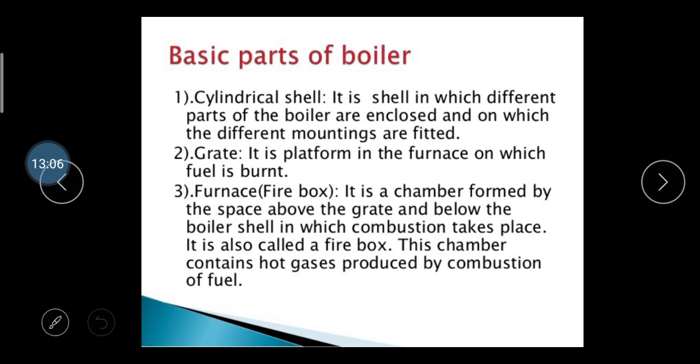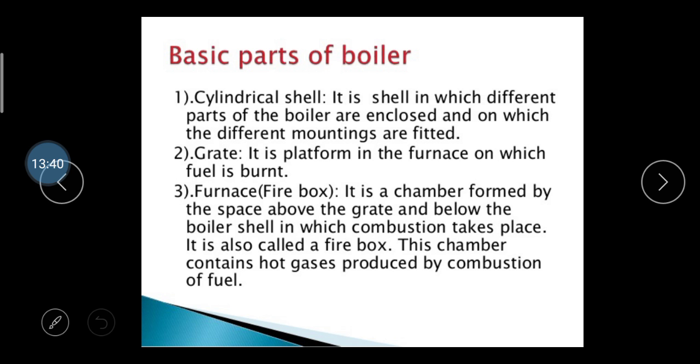First of all, there is the cylindrical shell, which is the shell where the different parts of the boiler are enclosed, on which the different mountings are fitted. Whenever you have to write a technical proposal, at that time you have to draw the diagram, and in the diagram, whatever names you give, you have to describe that this label is about this object or this part.